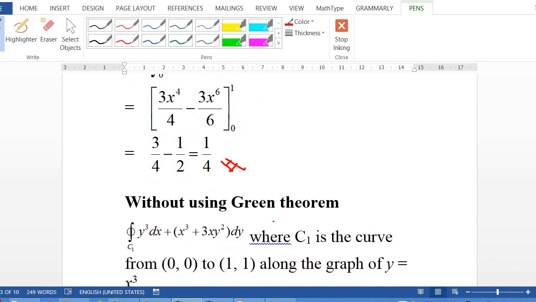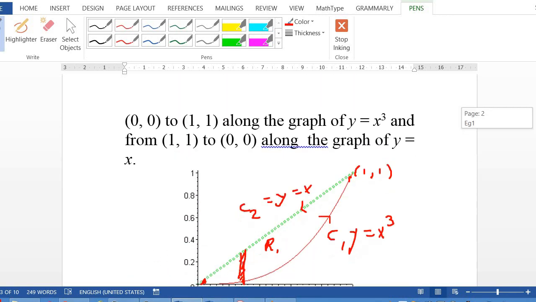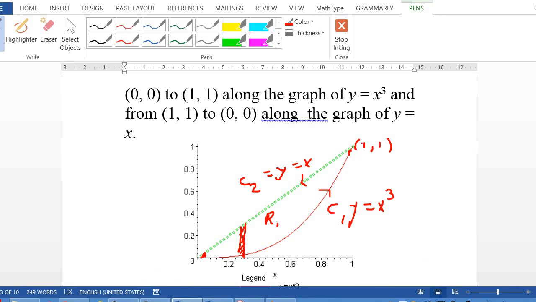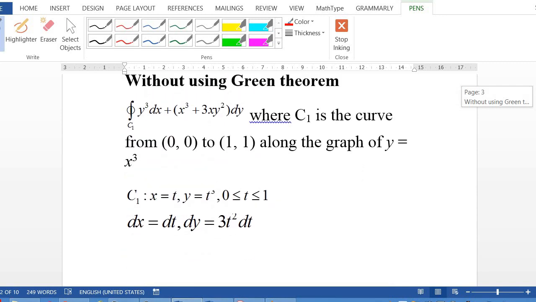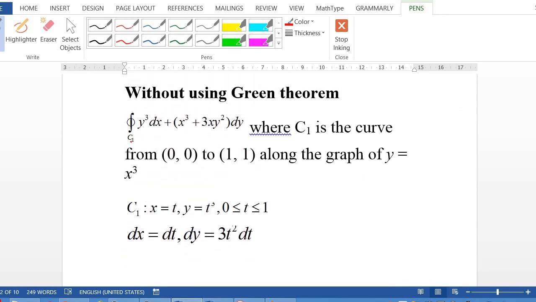We're going to prove it. Let's say when you haven't learned Green's theorem, you want to find the line integral of y cubed dx plus (x cubed plus 3xy squared) dy, where the curve C has C1, which is y = x cubed, from (0,0) to (1,1). Later on, from (1,1), go back to (0,0) along the curve y = x using parametric equations. So first of all, you break curve C into C1, which is along the curve y = x cubed.